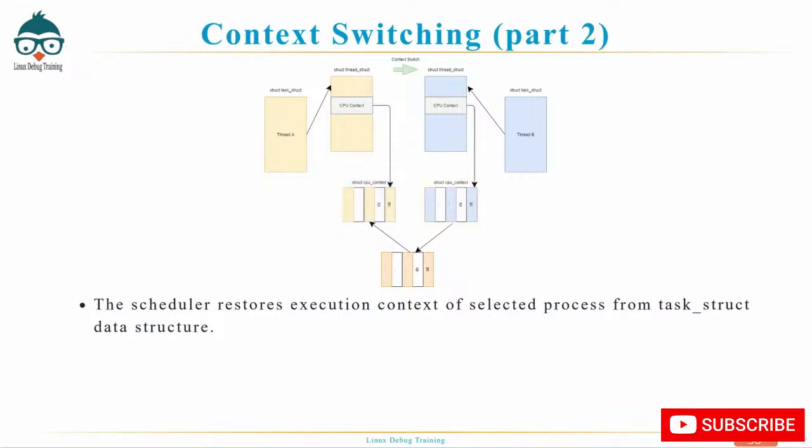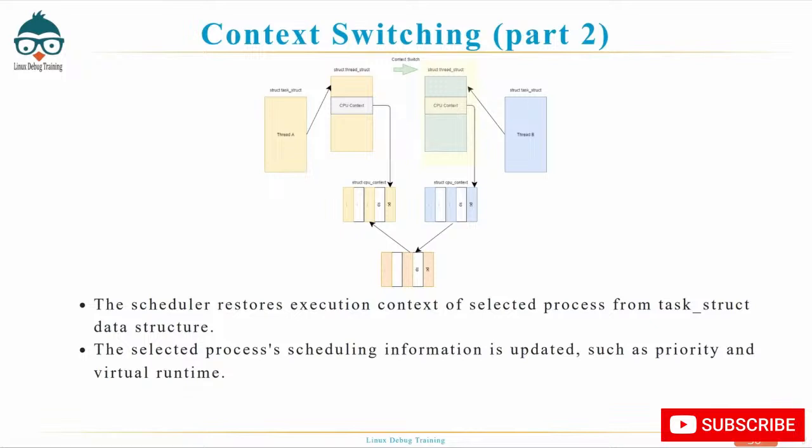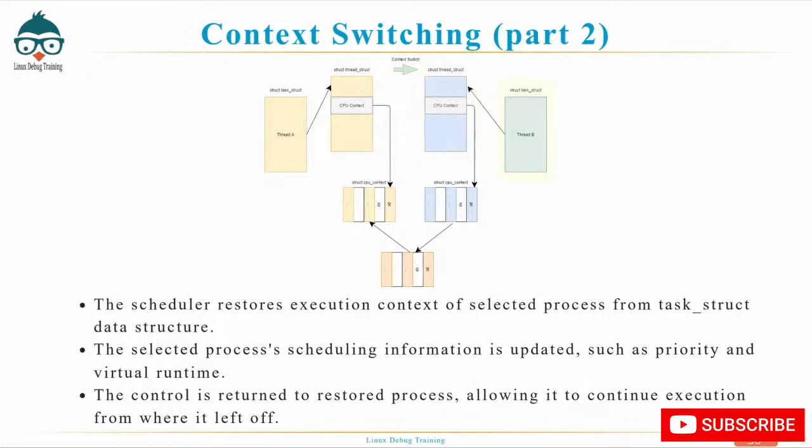These values are saved when a task is preempted, allowing the kernel to later restore them when the task is scheduled to run again. The sequence involved in the context switch process is as follows. The scheduler restores execution of a selected process from the task_struct data structure. The selected process's scheduling information is updated, such as its priority and virtual runtime. The control is returned to the restored process, allowing it to continue execution from where it left off.